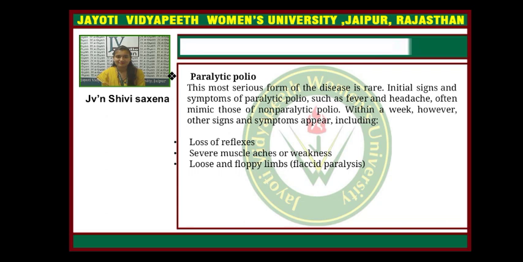Second, paralytic polio. This most serious form of the disease is rare. Initial signs and symptoms of paralytic polio, such as fever and headache, often mimic those of non-paralytic polio. Within a week, however, other signs and symptoms appear, including loss of reflexes, severe muscle aches or weakness, and loose and floppy limbs.